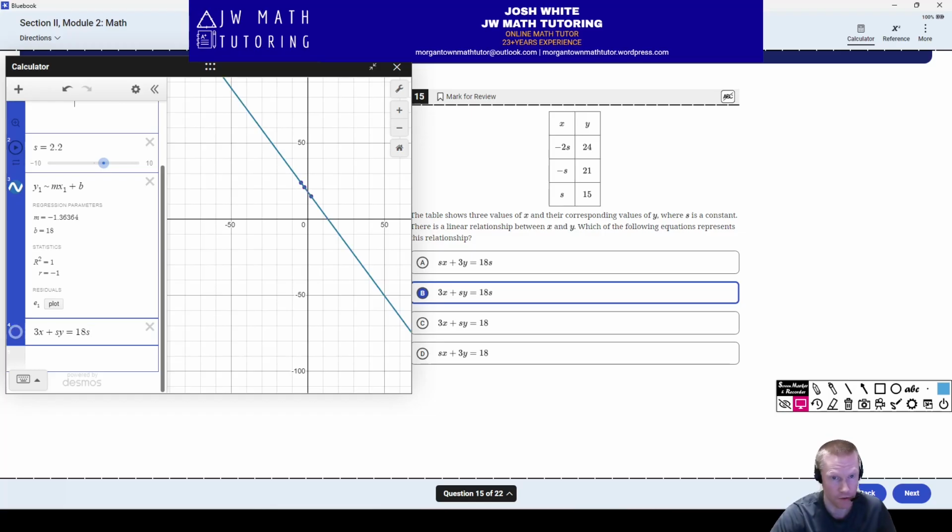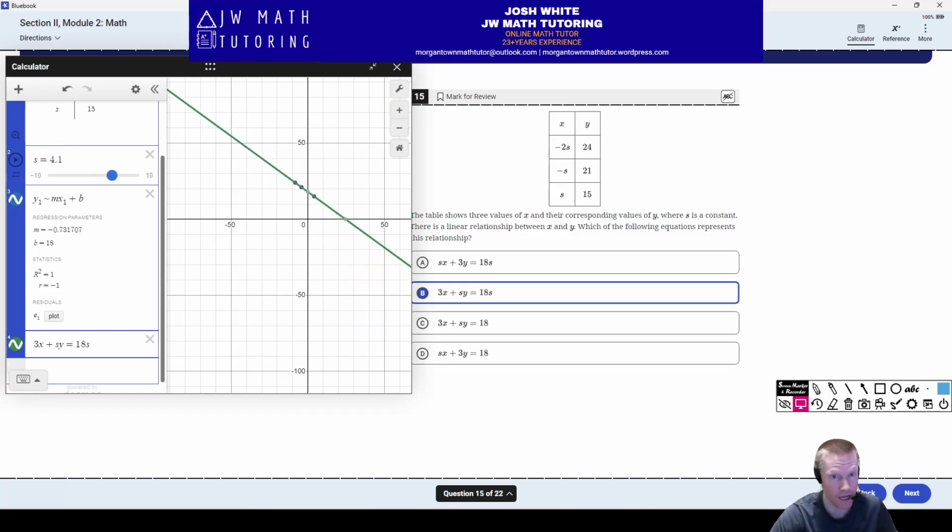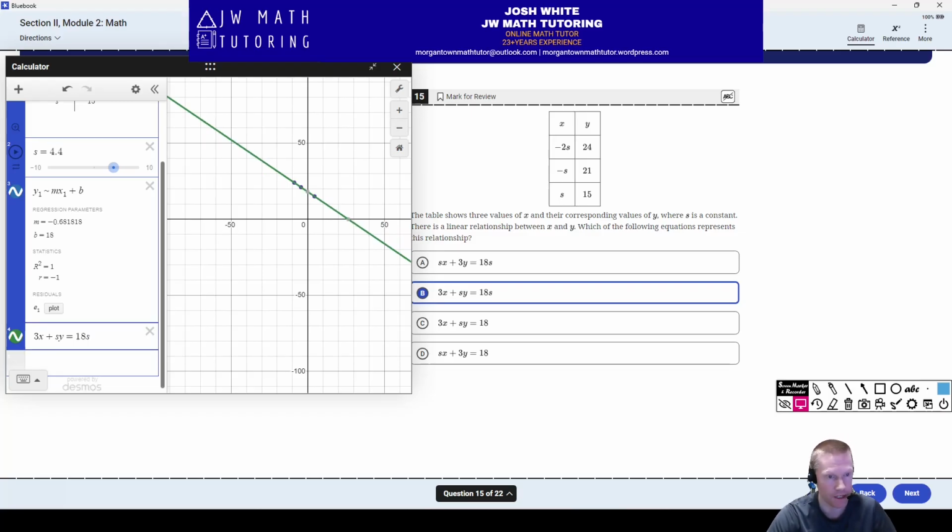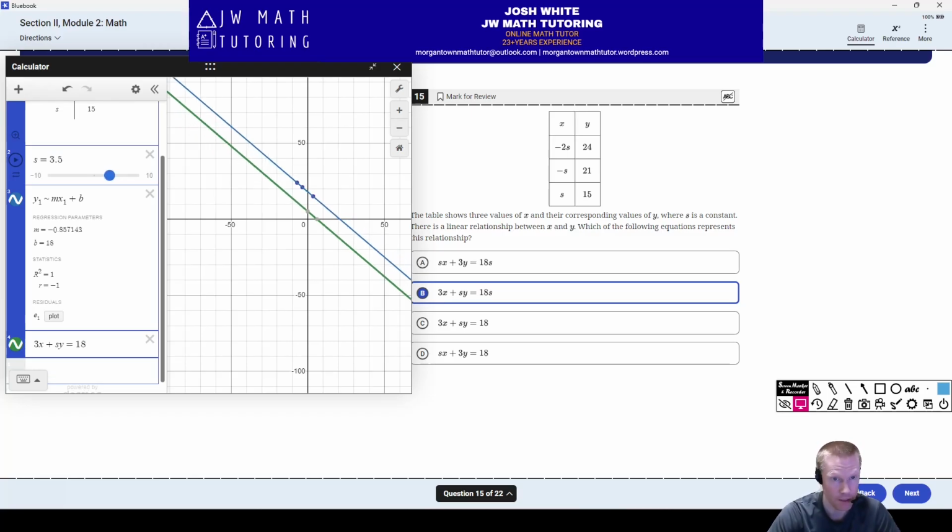This overlaps entirely. Notice I take this off. I see the line underneath it. That's the regression from the points. And notice, even as I move the S value, both lines move together. That confirms that B is correct, okay? Because both my regression line and my answer choice are still overlapping, even if I move S around. And of course, if you check C right here, notice they do not overlap.